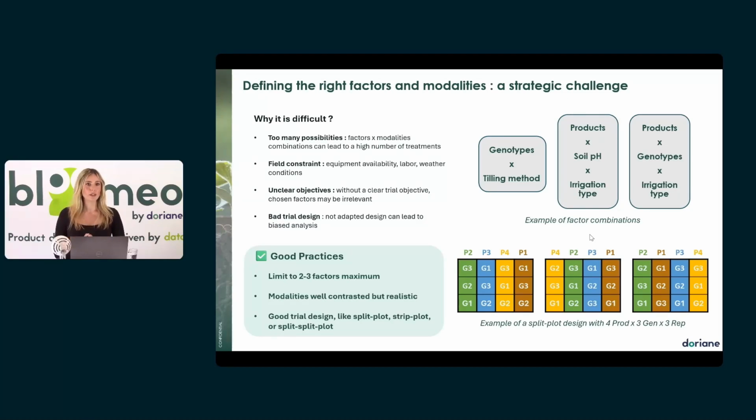For example, a product can be applied uniformly across the strip, even if it contains different genotypes. The same goes for irrigation, the same goes for tilling practice. So by choosing a split plot design, you're easing up the trial management process.